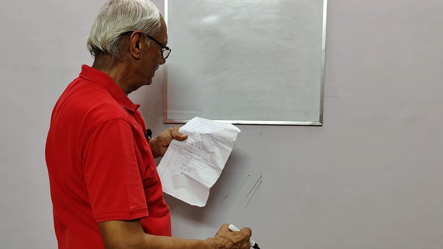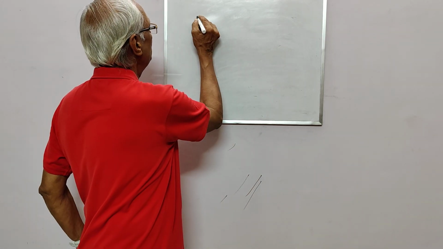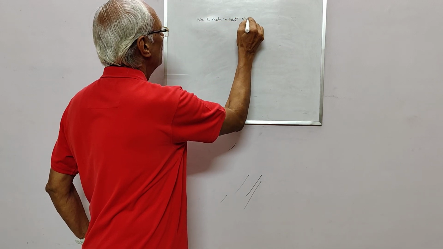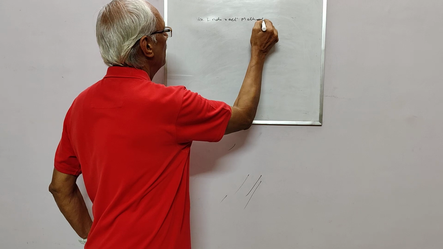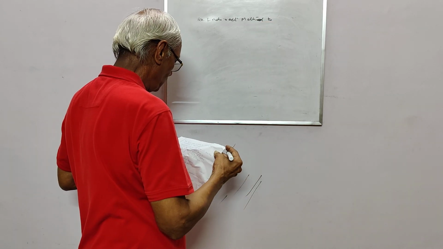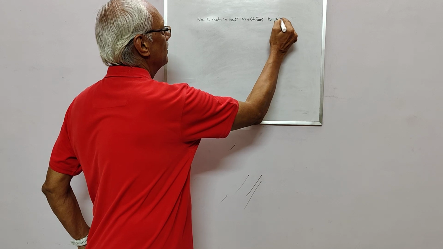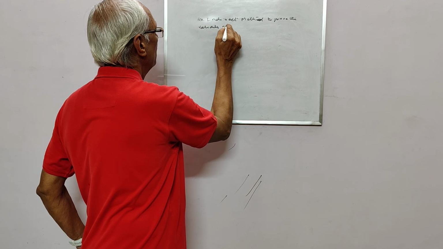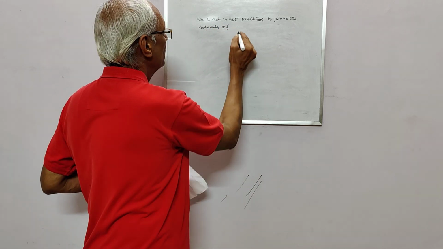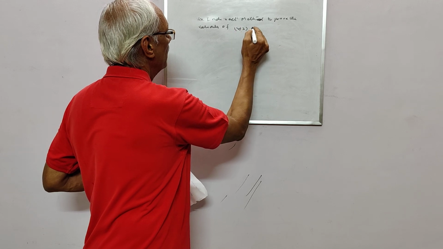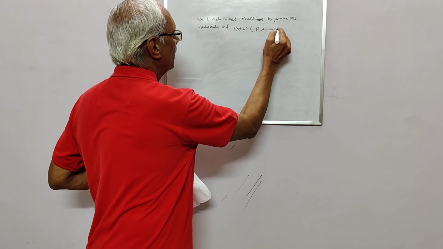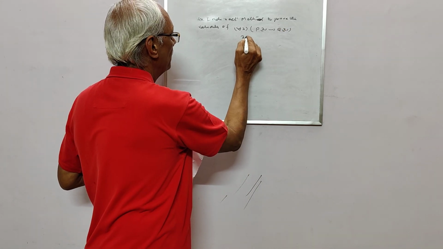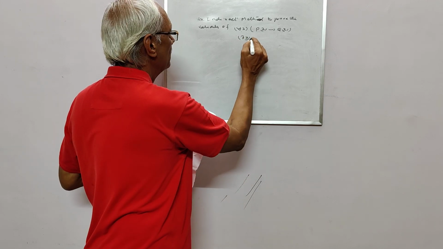Now the last one I will do here. The next problem is: use indirect method to prove the validity of this one. There exists y.